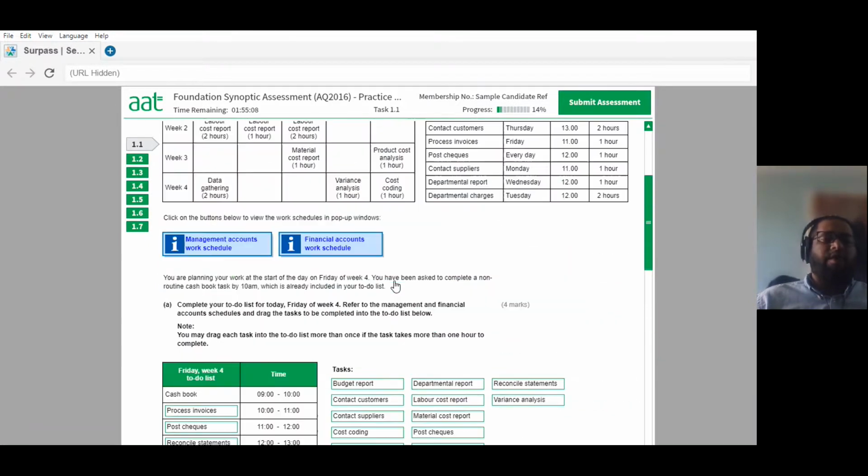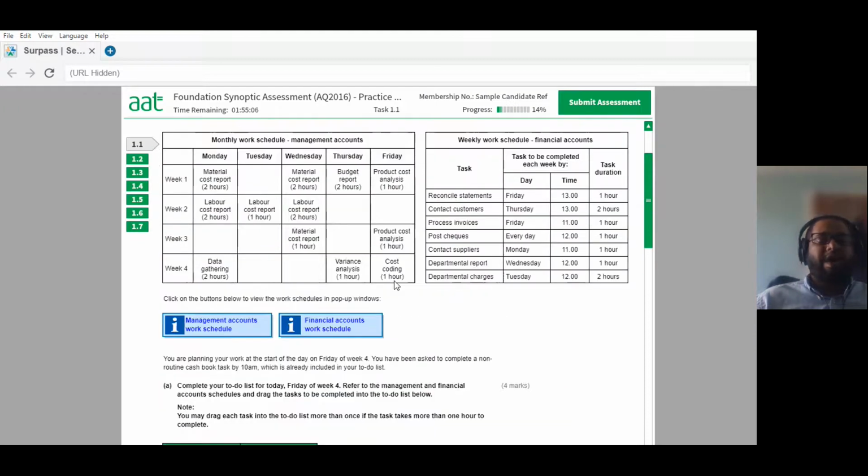To do that, we need to find out your total workload on every individual day. So for example, on a Monday, we need to find out how many hours we're going to be doing on the financial tasks. Here on Monday, we have 1 hour of contact suppliers and every day 1 hour. So that's 2 hours on a Monday. Tuesday, let's see, we have 2 hours of that and 1 hour of every day. That's 3 hours.